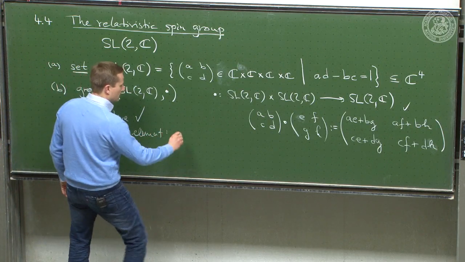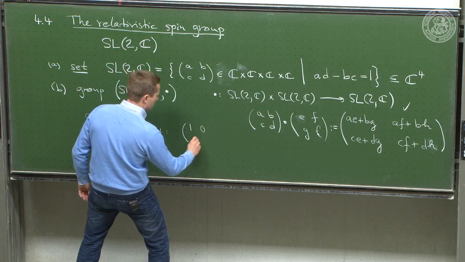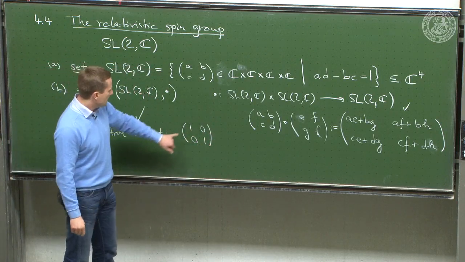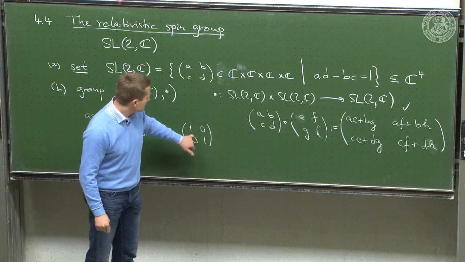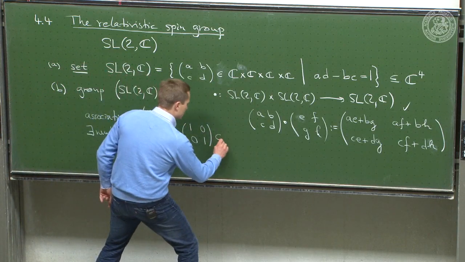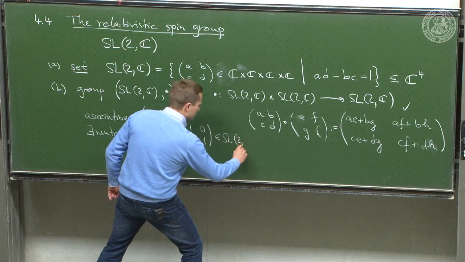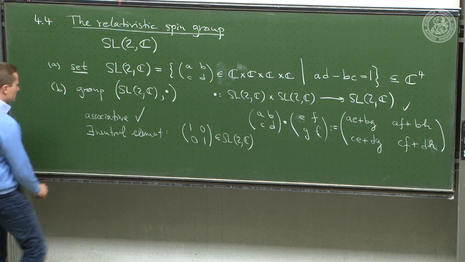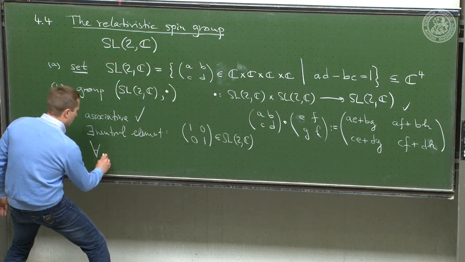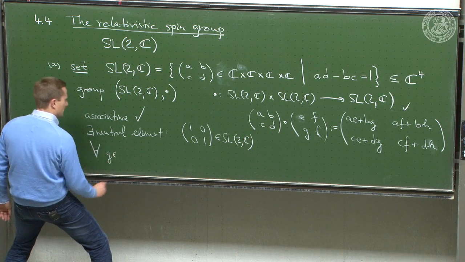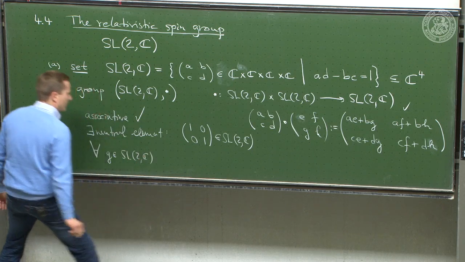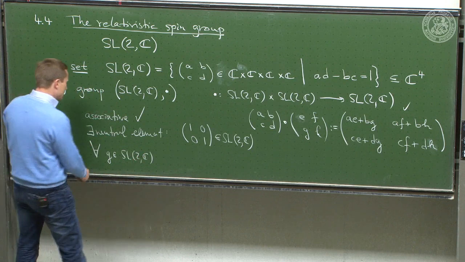And this neutral element is (1, 0, 0, 1), as you can also quickly check, and that has AD equal to 1. Aha, it lies in SL2C, very good. So there is a neutral element that looks like this, and you can also check that for every element g in SL2C, for every matrix (A, B, C, D), you find an inverse matrix.